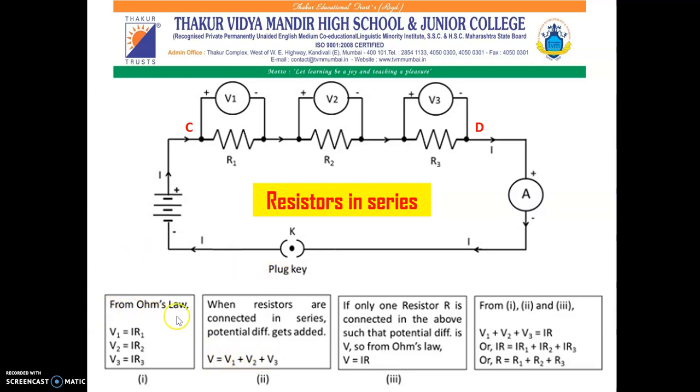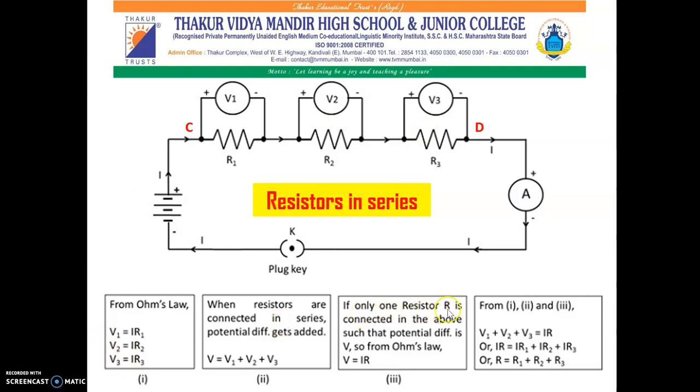And from Ohm's law, you already know the formula that V is equal to IR. So, V1 is equal to IR1, V2 is equal to IR2 and V3 is equal to IR3. Over here, you can see the current is same. As we know, the same current is flowing through all the resistors. So, current will be I only, but resistors are different. So, it is R1, R2, R3 and the potential difference is also different. So, it will be V1, V2 and V3.